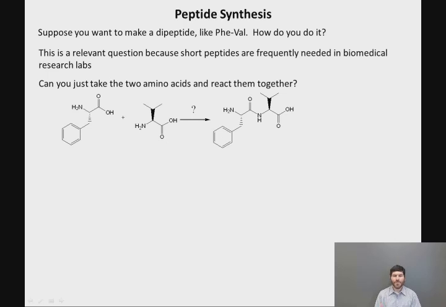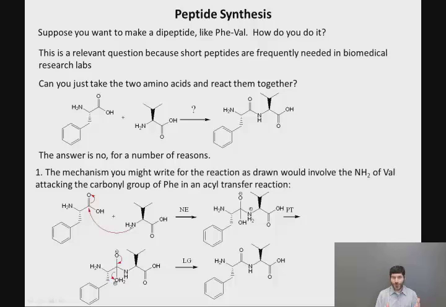So the most obvious question you might ask is, can you just take two amino acids and react them together? Okay, so a molecule of phenylalanine, a molecule of valine, will we get what we want? And the answer is no, for a number of reasons. So the first reason has to do with what these amino acids actually look like.